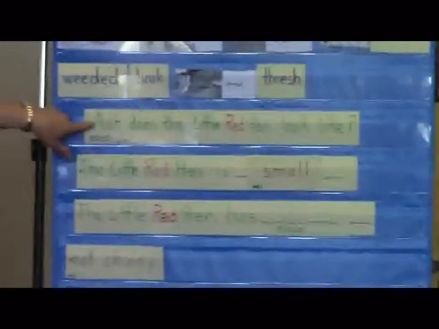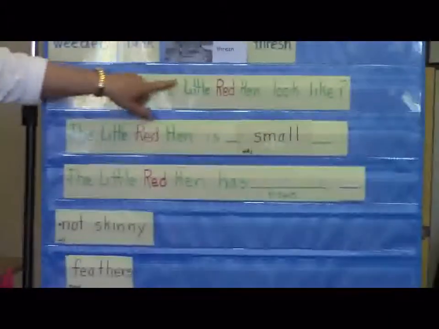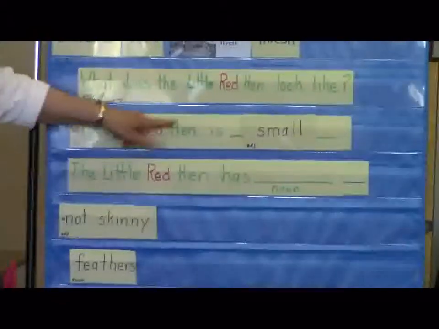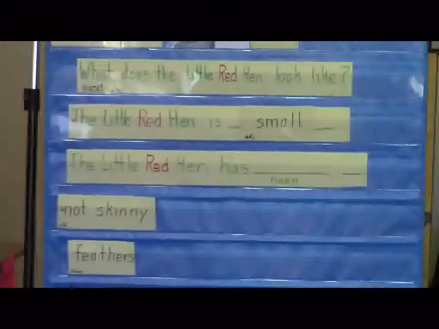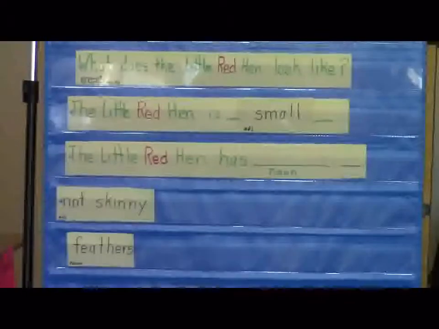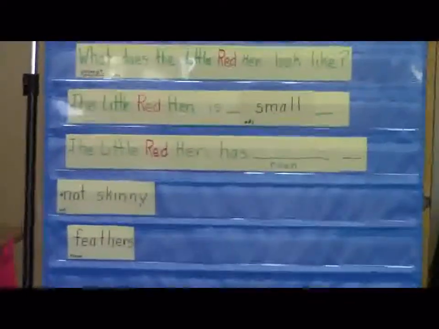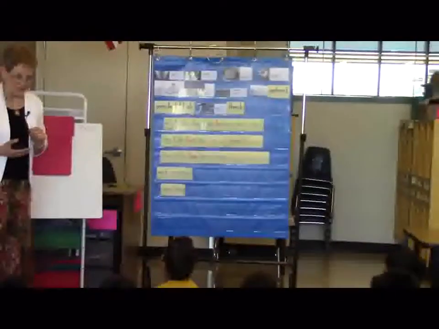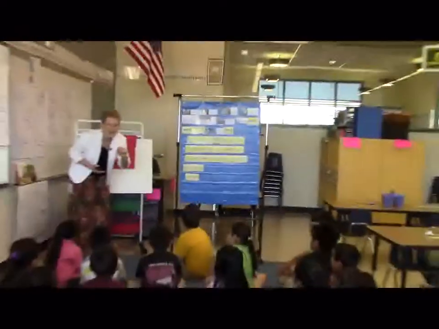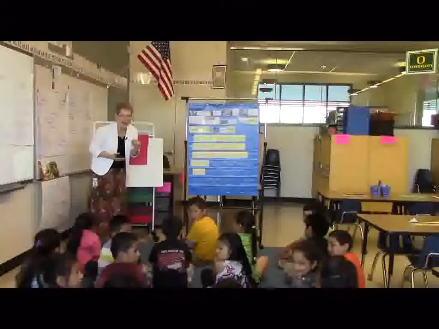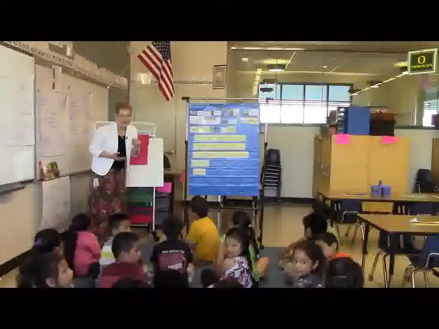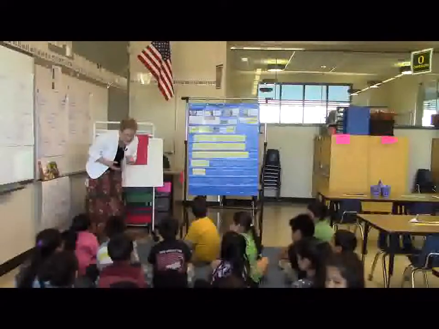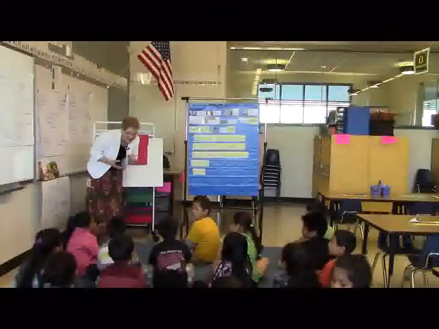Everybody, I'm going to ask the question first. What does the little red hen look like, class? The little red hen is small. Perfect. All right. Do we have any other adjectives that you came up with? Anybody back there? What was another adjective? Do you remember? What? The little red hen has feathers.